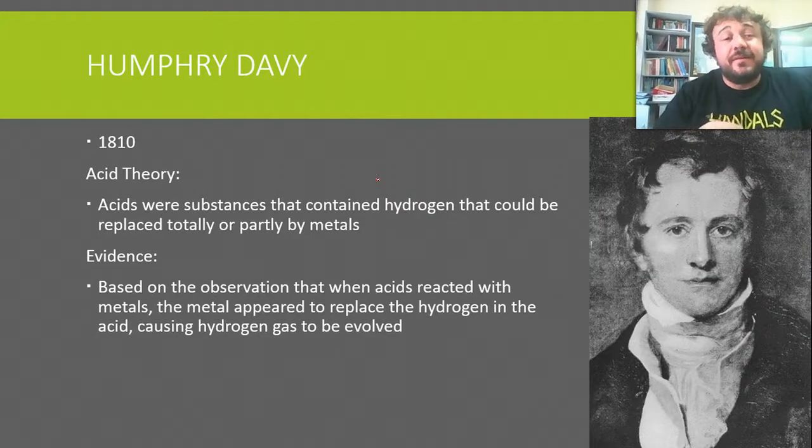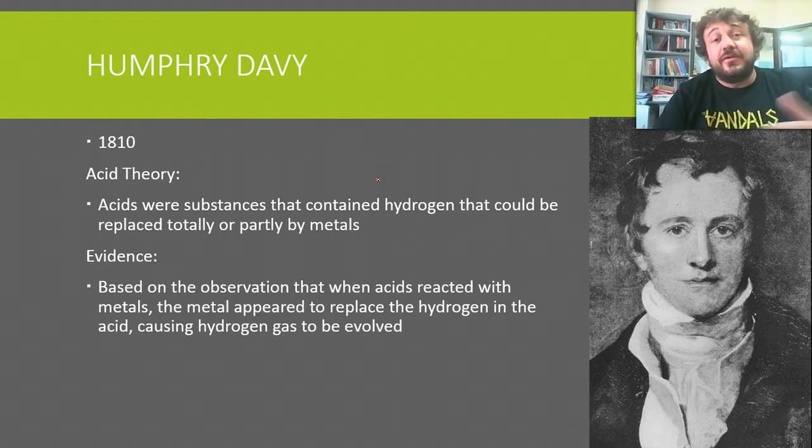Then we have Humphrey Davy. In 1810, he came along and he decided that acids were substances that contained hydrogen, and you could replace this with metals either totally or partly. Now he's closer, okay, because we know that acids have hydrogens. So this was based on the observation that when acids reacted with a metal, the metal replaced the hydrogen, which means hydrogen gas was evolved or given off. We can see this when we put hydrochloric acid with our magnesium.